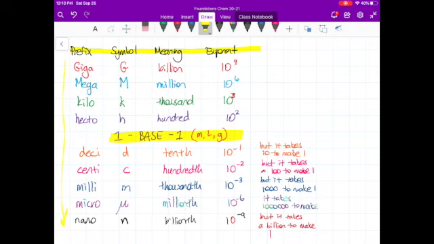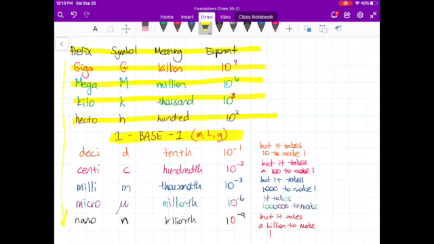Okay, so here we go. This is how we're going to say it. Giga, billion, 10 to the ninth. Mega, million, 10 to the 6th. Kilo, thousand, 10 to the 3rd. Hecto, hundred, 10 to the 2nd. Meter, liter, gram, base. And now this next section is a mouthful, but it's important that we say it this way so that students don't write incorrect conversion factors.